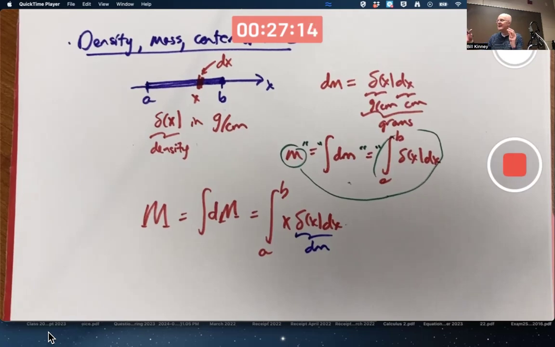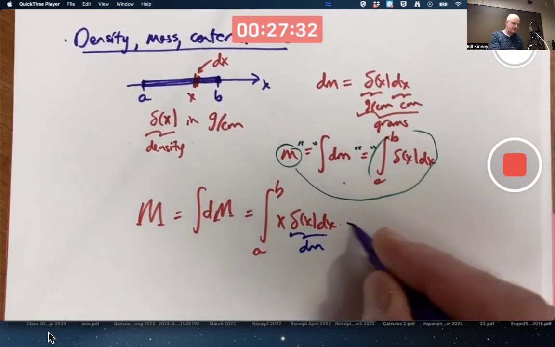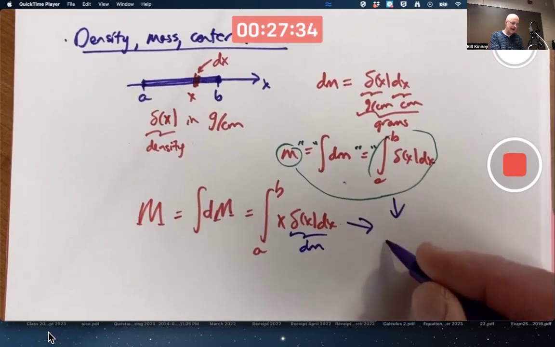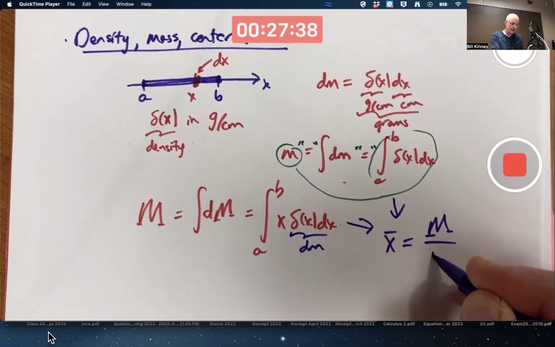Where does the moment idea come from? It comes from the law of the lever, teeter-totters. And generalizing that, I'm not going to go into details. You had some problems involving a finite number of masses. I'm not going to test you on that, but you should be able to use this formula. And then combining these two things, you get the center of mass, call it x bar. It's capital M divided by little m.